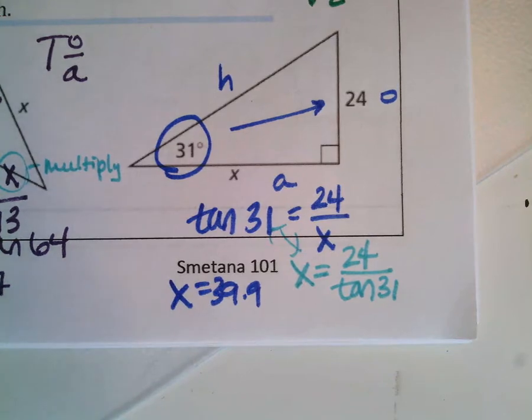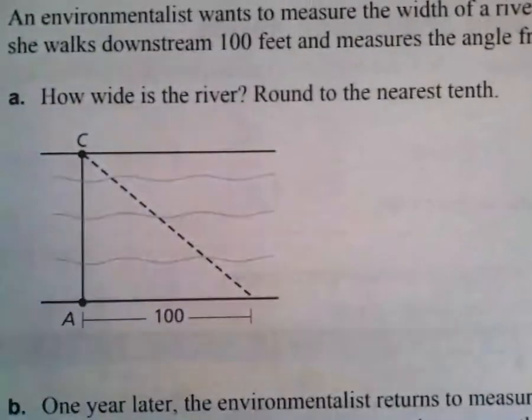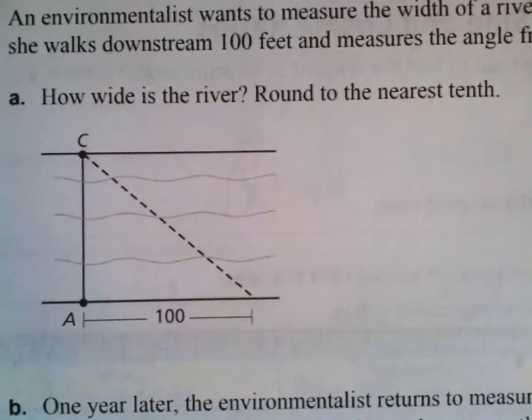Okay, so that was just tangent. That's all that was just tangent. It's one of the ratios. Sine and cosine are also ratios that we're going to be using, but I have a couple more tangent examples, and then I think I have one coming up that is a sine and cosine example coming up. Okay. Oops, I lost my marker.